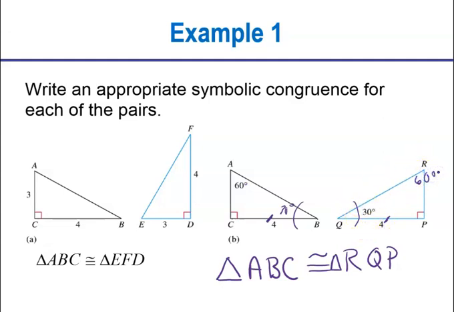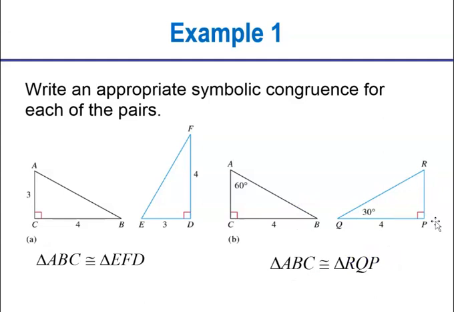Now make sure your angles correspond. A is 60 degrees, R is 60 degrees. Notice A and R are in the same position. B is 30 degrees, Q is 30 degrees, B and Q are in the same position, C is 90 degrees, P is 90 degrees, C and P are in the same position. Okay? All right, so let's just check our answer. And have triangle ABC and RQP. Is that what we had before? Yes, that's exactly what we had before.